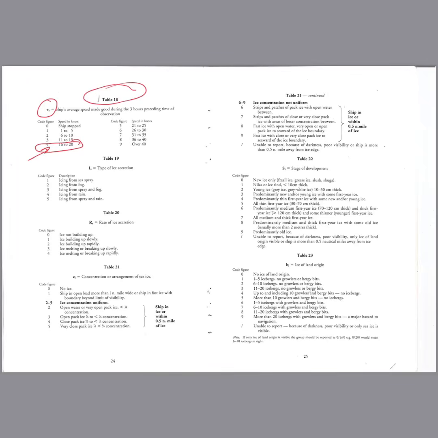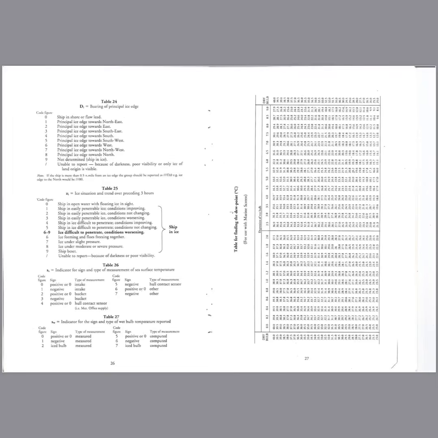So in this example, we didn't have any ice accretion, but you can see here table number 19 gives you the type of ice accretion. If it's icing from sea spray, from fog, use the relevant codes. Rate of ice accretion, if ice is building up slowly, rapidly, concentration, arrangement of sea ice. So this is all for ice vessels. Alright, ice of land origin, stage of development, so on and so forth. Again, continues into ice vessels here, bearing of principal age.